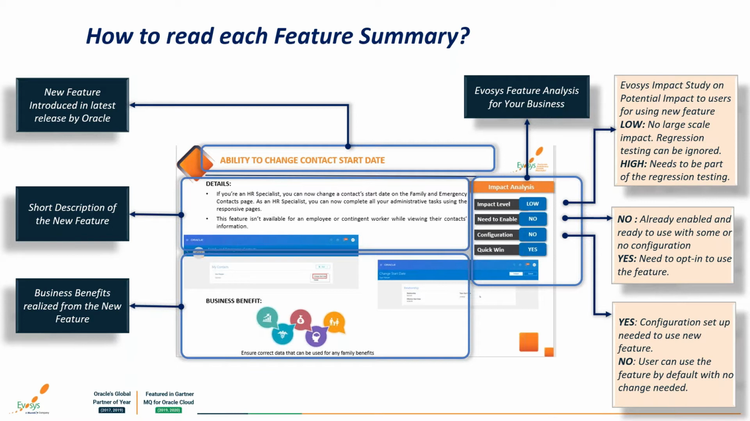The second thing is about, does the feature need to be enabled or will it just appear post upgrade? The third thing is about configuration. We highlight this too as part of our feature summary. Clearly an update that needs configuration needs more planning time. The last thing is we also include a quick win gauge, which takes into account the level of effort and time required to get this feature set up.